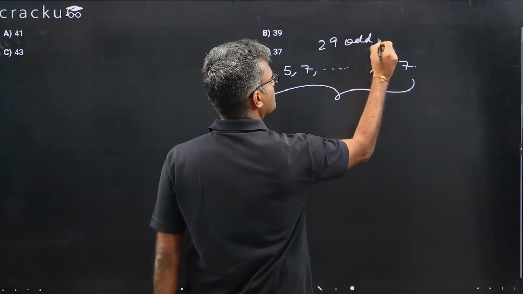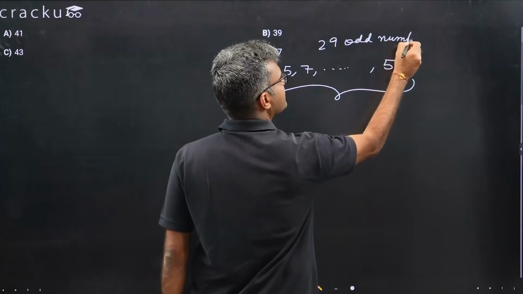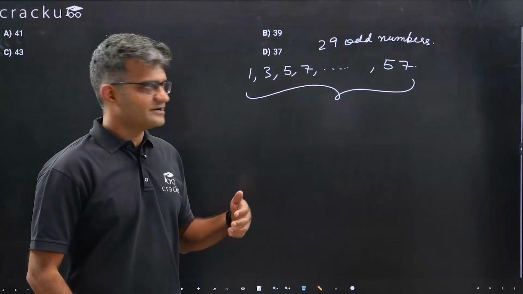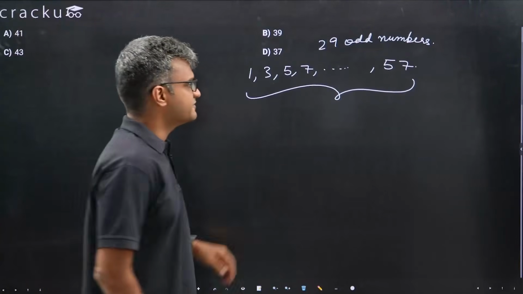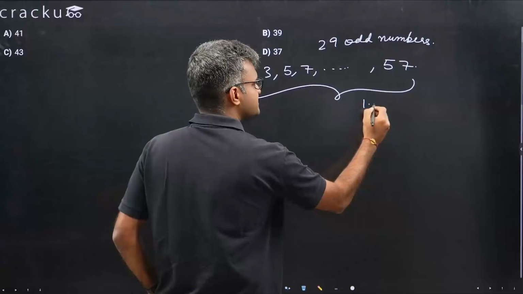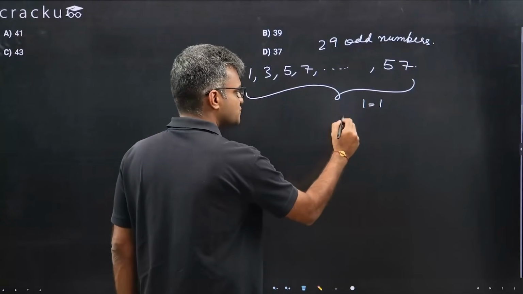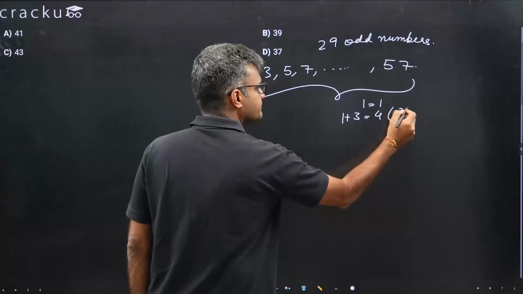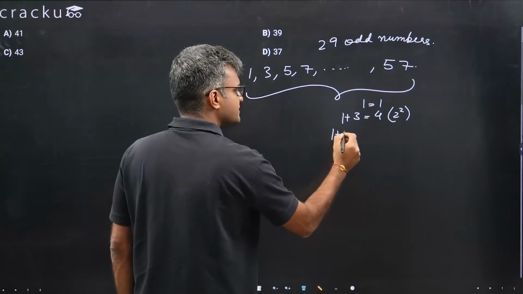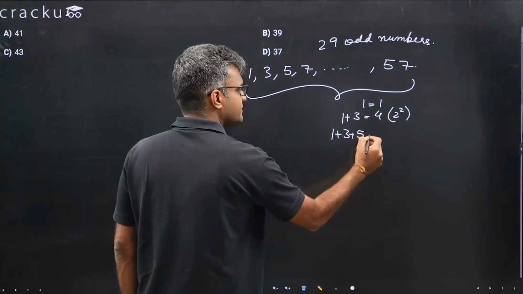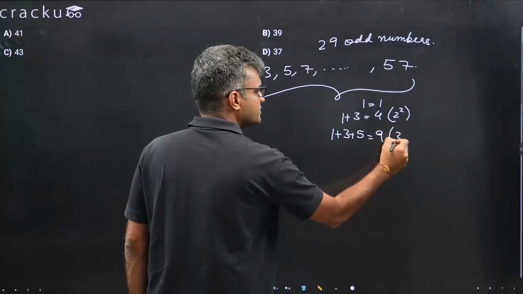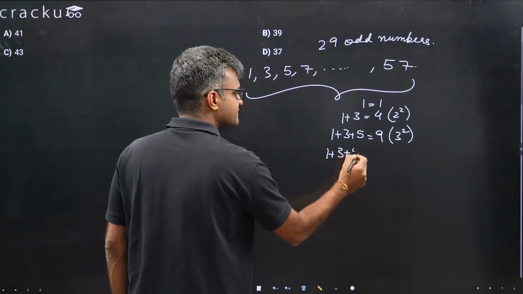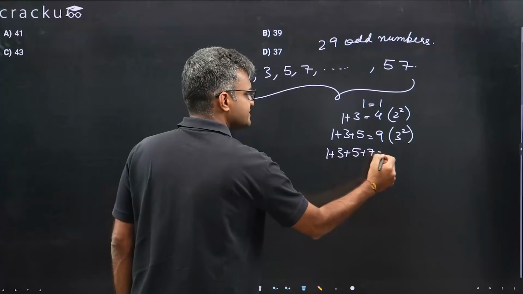Now, what do we know about the sum of consecutive odd numbers starting with 1? The quick way to solve it, if you know that, it will be easy. So let us just try to understand that first. The sum of the first odd number is 1. Sum of the first two odd numbers, 1 plus 3 is 4, which is 2 square. Sum of the first three odd numbers is 1 plus 3 plus 5, which is 9, is 3 square. Sum of the first four odd numbers is 1 plus 3 plus 5 plus 7, which is equal to 16.